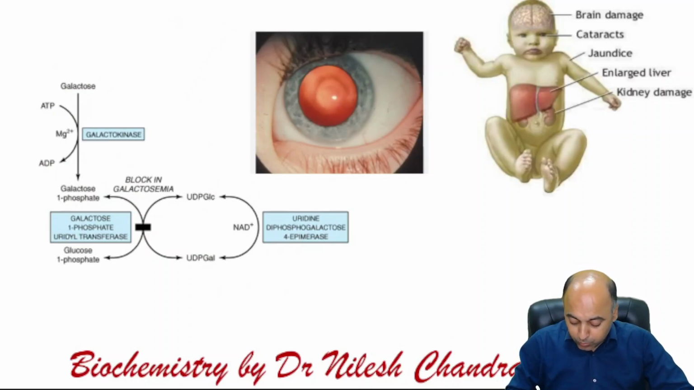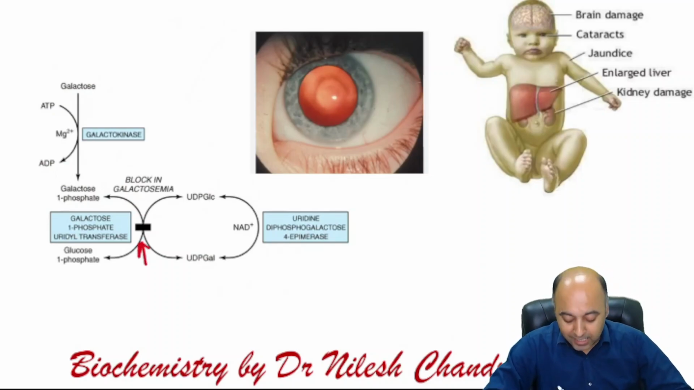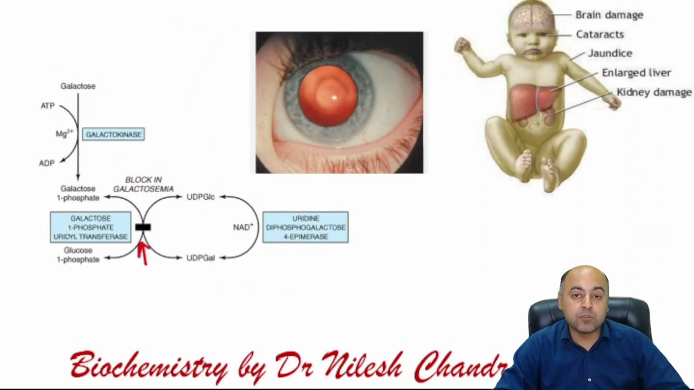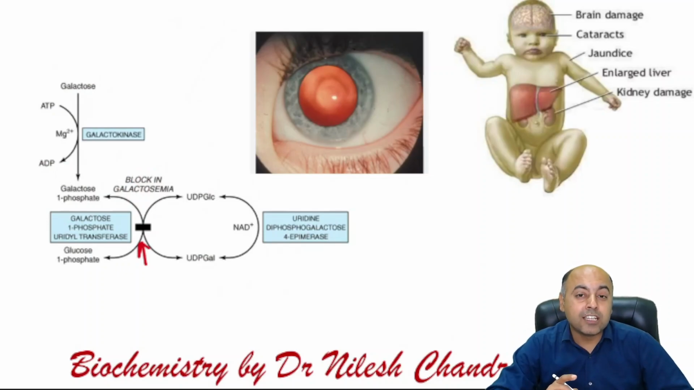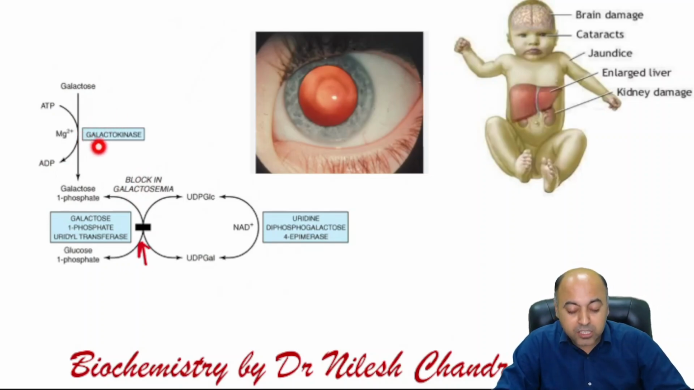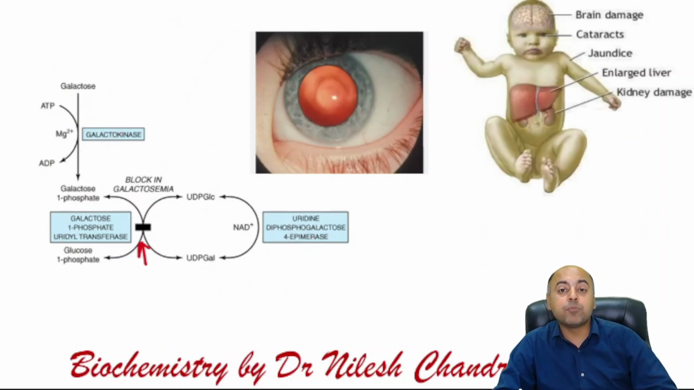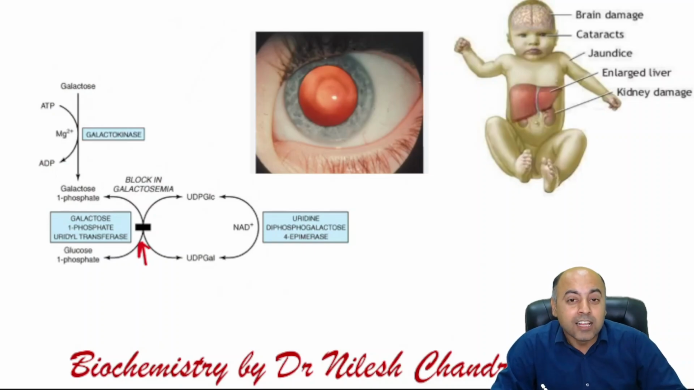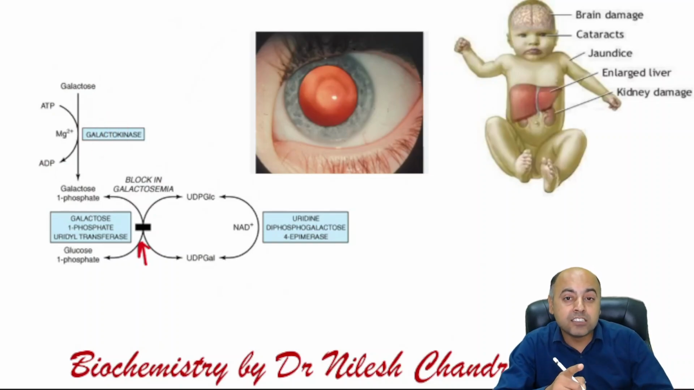Now, most commonly, the block in galactosemia is the second enzyme, that is galactose 1-phosphate uridyl transferase. This is the classical galactosemia. But please note the deficiency may also be at enzyme 1 and enzyme 3. Galactokinase deficiency and epimerase deficiency are also known as galactosemia, although they are the milder versions. Epimerase deficiency is very rare. The typical milder one is the galactokinase deficiency. It is a milder disease.